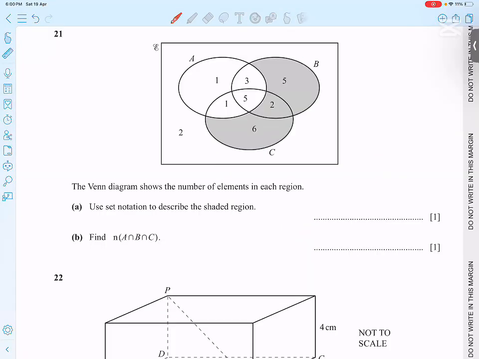Question number 21, we have students. So first part is, he said, use set notation to describe the shaded part. This is a little bit difficult. Some students do not understand easily. Look at here. This shaded portion is totally out of the circle of A, like it is not a part of A.